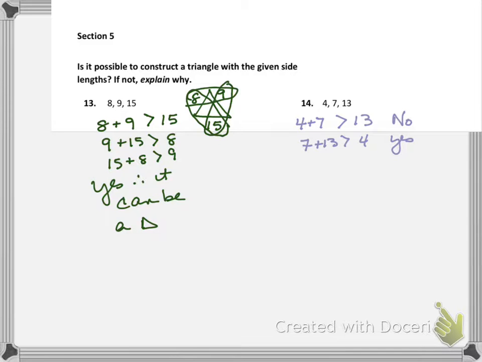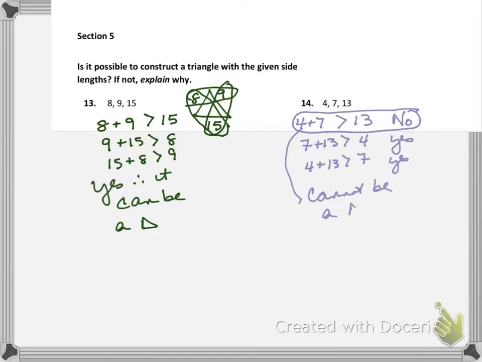And what haven't we added together yet? How about 4 plus 13? Is that greater than 7? And that answer is also yes. But because you had this no, two sides added together was not greater than the third side, it cannot be a triangle. And you would have to justify that by saying every two sides added together has to exceed or be greater than the third side. Otherwise, a triangle is not possible.